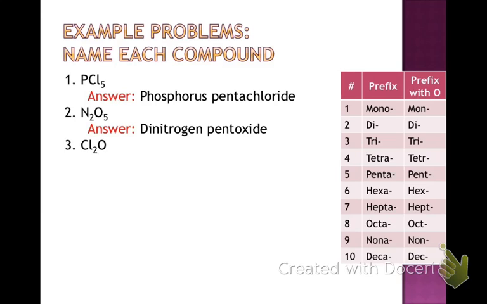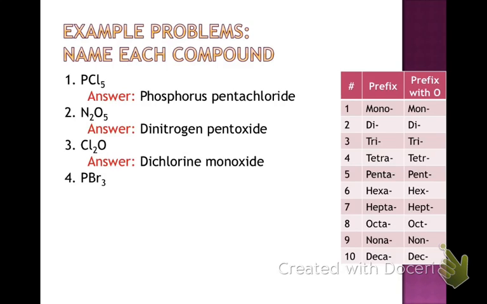Go ahead and do Cl2O. Here we have dichlorine monoxide. Again, we got rid of the O in mono and kept the O in oxygen to make it oxide.